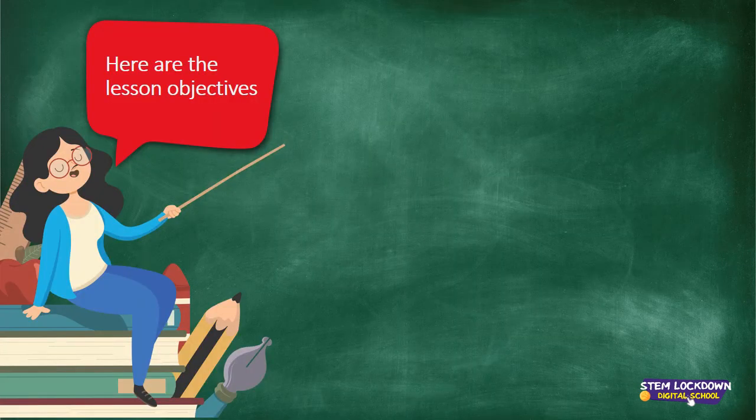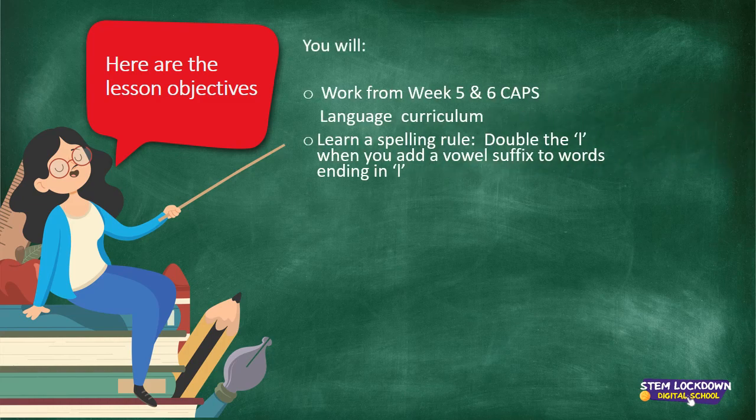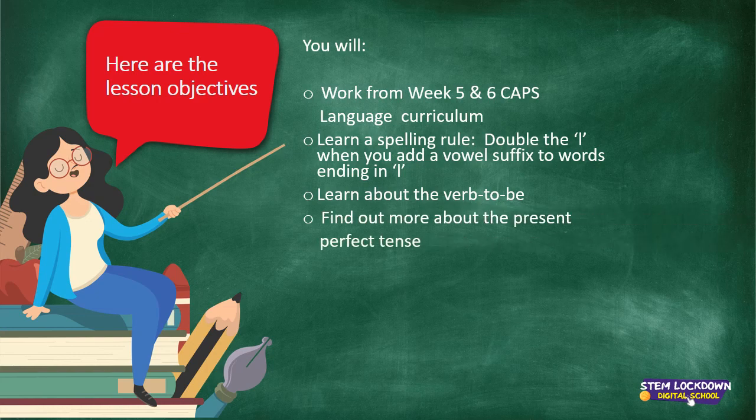Let me tell you what we'll be doing in our lesson today. You'll be working from week 5 and 6 of the CAPS curriculum for language. You'll learn a spelling rule which says double the L when you add a vowel suffix to words ending in L. That sounds complicated, doesn't it? But it's not really, and I'll explain it just now.